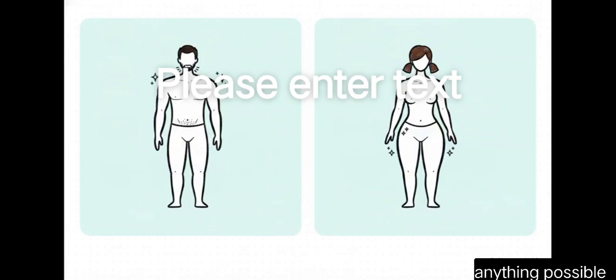For males, you're looking at a deeper voice, facial hair growth, and broader shoulders, and that's all largely driven by the hormone testosterone. For females, the changes include breast development, the widening of hips, and the start of the menstrual cycle, which is driven by estrogen.